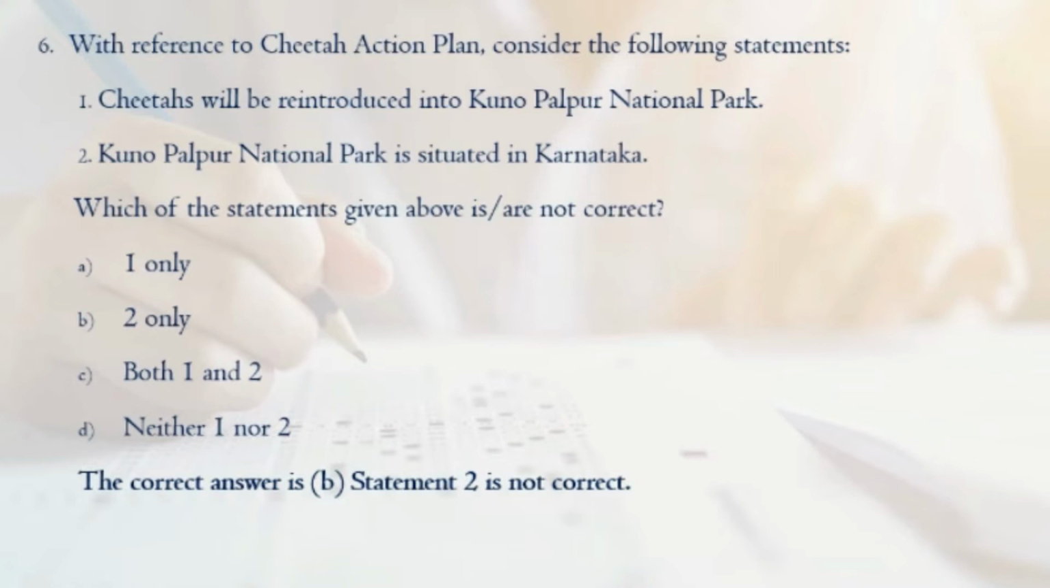And the correct answer is B. Statement second is not correct. Recently, a 5-member delegation from India visited Namibia to hold discussion on translocating the cheetahs to India. Statement 1 is correct because cheetahs will be reintroduced into Kuno Palpur National Park. This national park has been tentatively earmarked for the translocation of 12 to 15 cheetahs. Statement 2 is not correct because this park is situated in Madhya Pradesh and not in Karnataka.